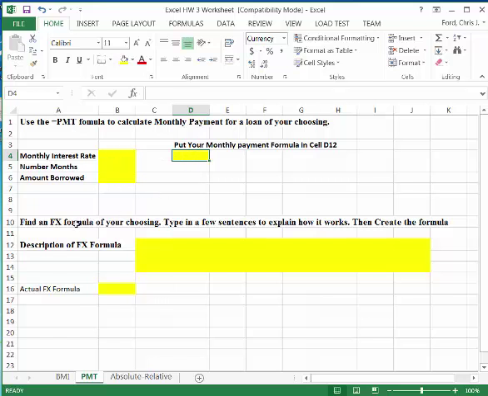The next thing I want you to do in this sheet is just find an FX formula of your own. Remember, in the video, there's hundreds of them. You could do standard deviation, you could do future value, you could do present value. There's just so many of them.